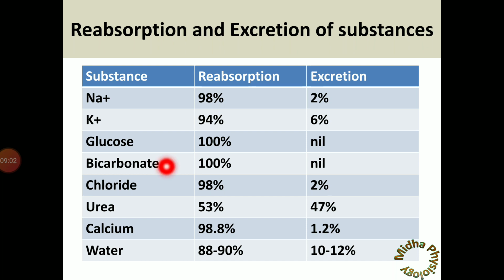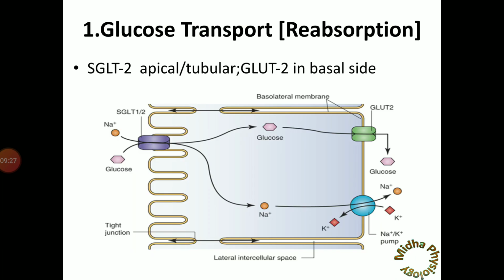Similarly, the reabsorption of chloride and calcium is also higher, but for urea it is lower. You can see the urea reabsorption is only 53%, and the maximum is excreted, that is, 47% is excreted in the urine. In the case of water, 88 to 90% is reabsorbed, and only 10 to 12% of the water in the ultrafiltrate is excreted.